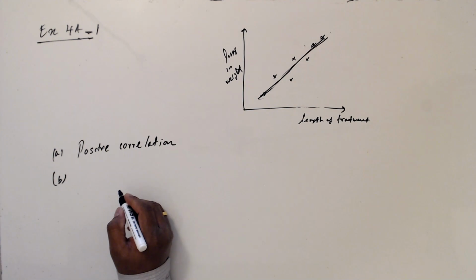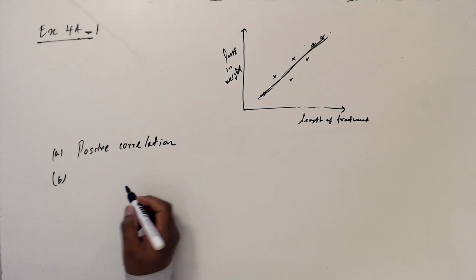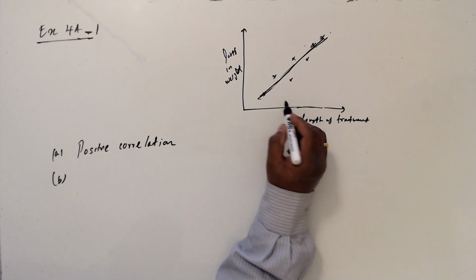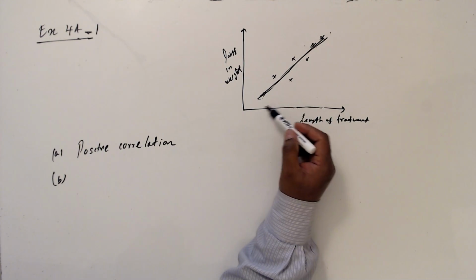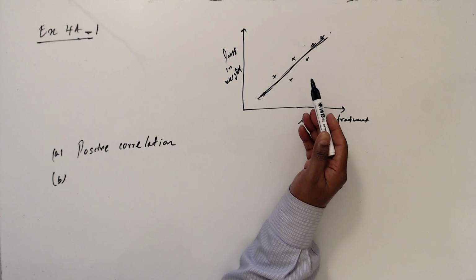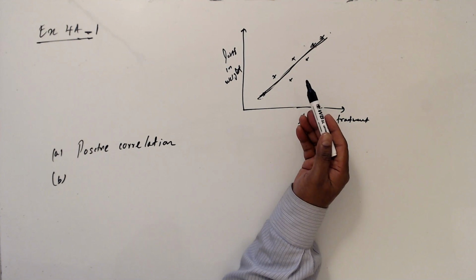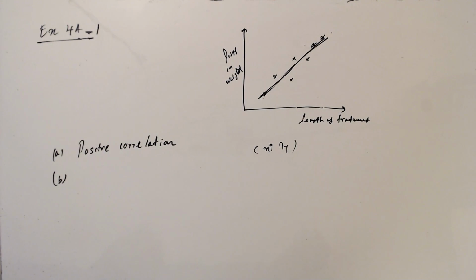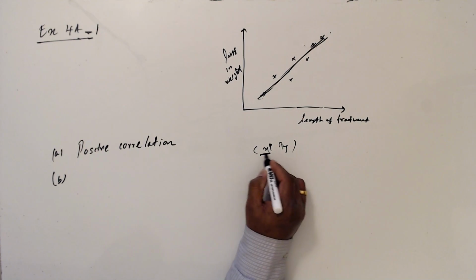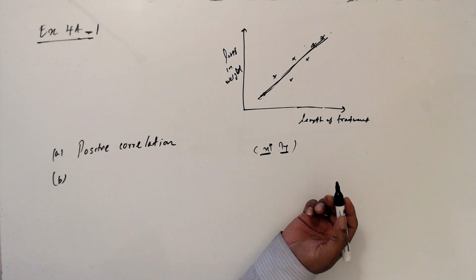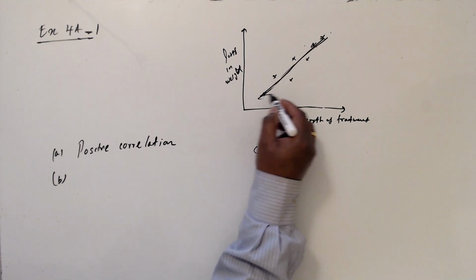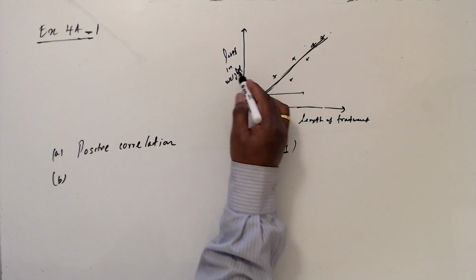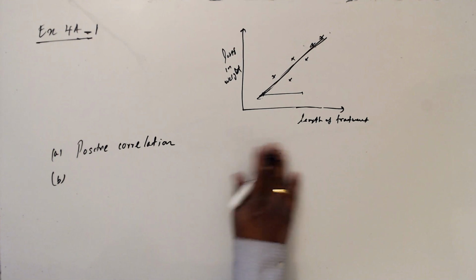And we interpret the correlation in context. So what you can see is that when the treatment is... what is the characteristics of positive correlation? The characteristics of positive correlation is when the x variable is increasing, the y variable is also increasing. The explanatory is increasing, the response is also increasing. So we can see that when the treatment time is increasing, the loss in weight is also increasing.